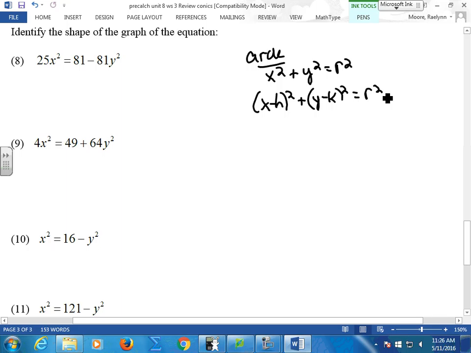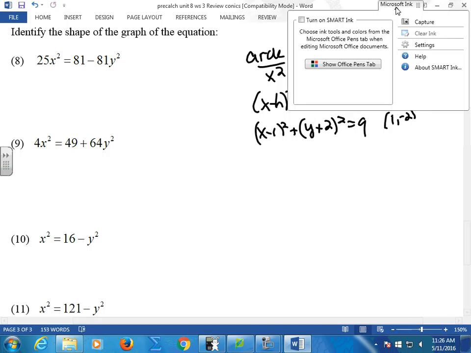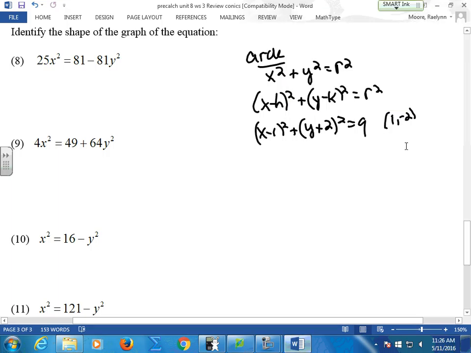Okay? So say I do this. X minus 1 squared plus y plus 2 squared equals 9. What's the center of this circle? 1, negative 2. Alright, so now watch. We know this is a circle. What's my radius? 3. Okay, so it could also be an ellipse. Why could it also be an ellipse?